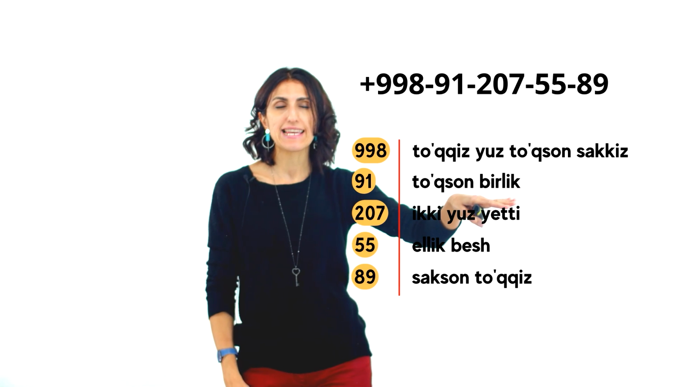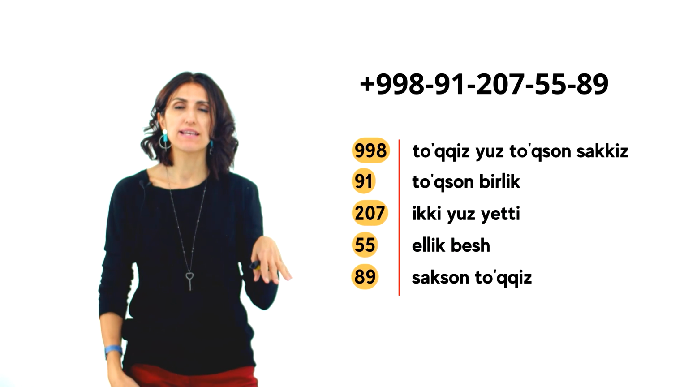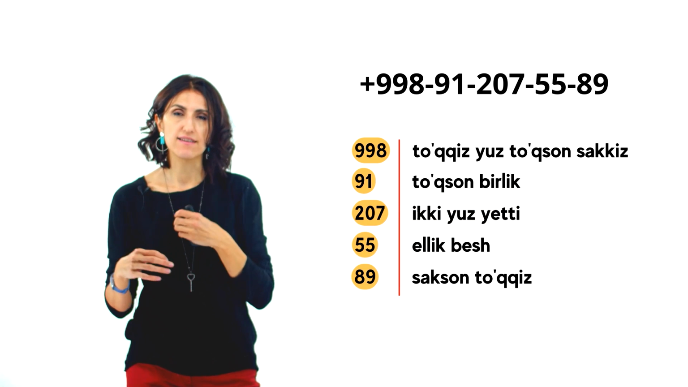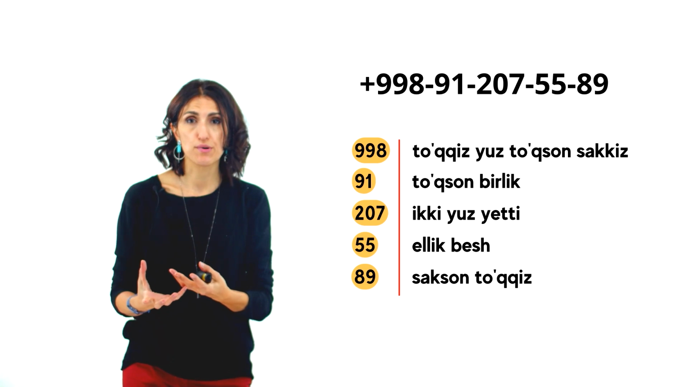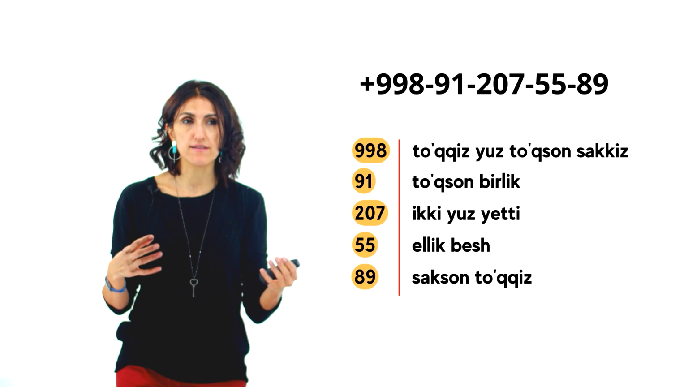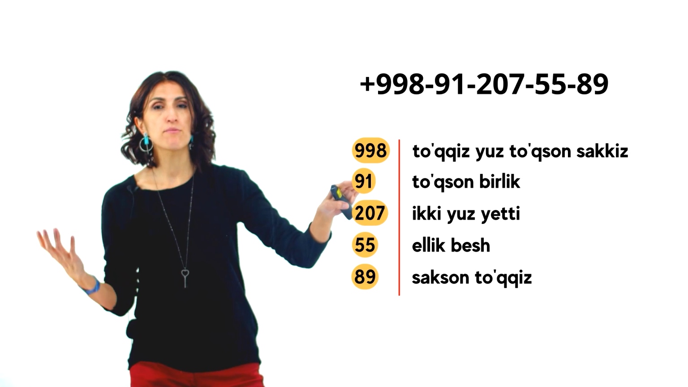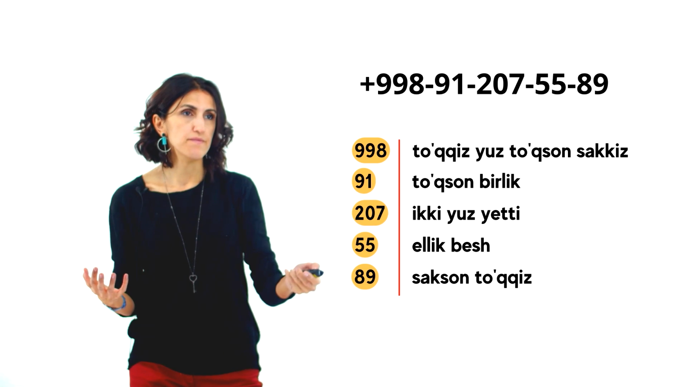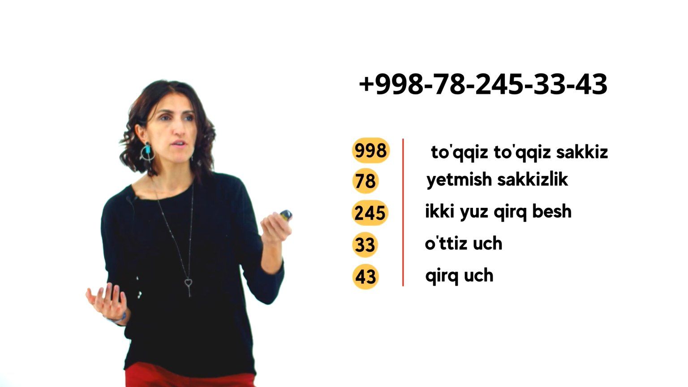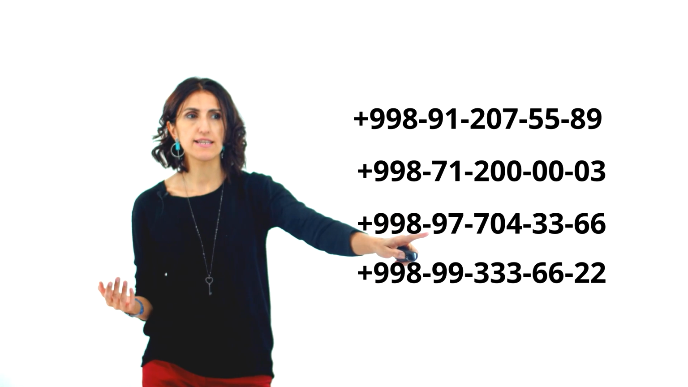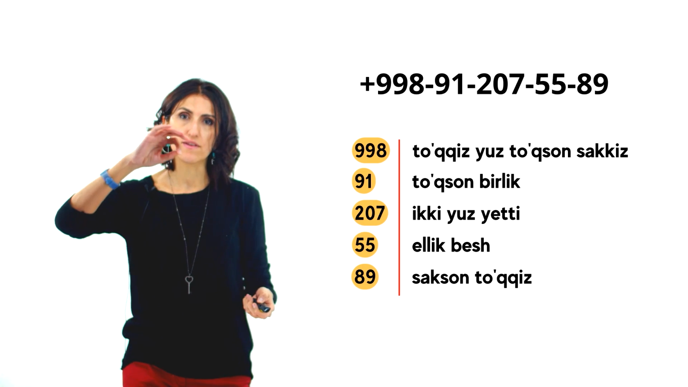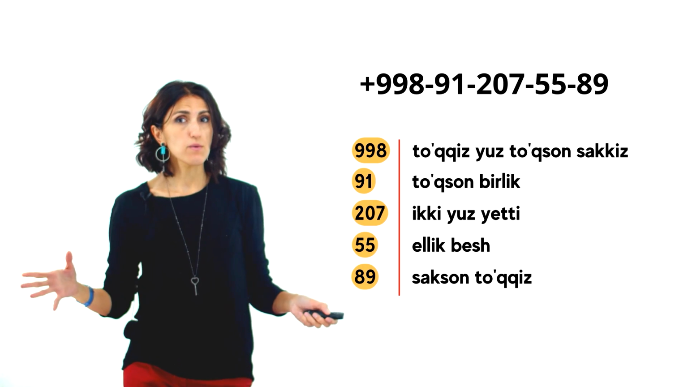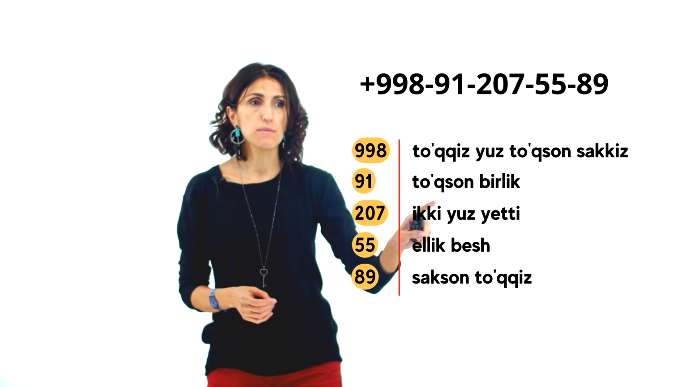We add lik. Lik is an ending, a suffix which we add when we want to highlight the group. So there are a number of groups that start with 91, a number of groups that start with 78. Here you see 97, 99. So we can add lik to each of the codes. We can also say it without lik, so it can be just 91.